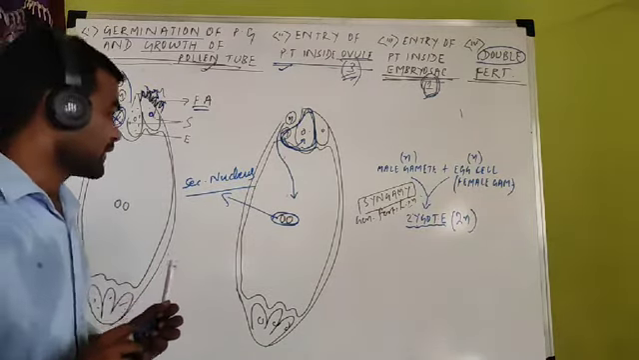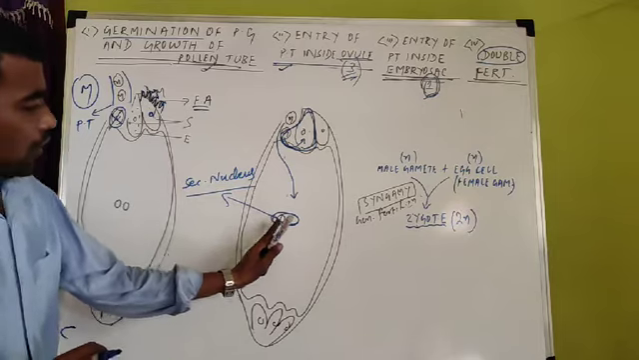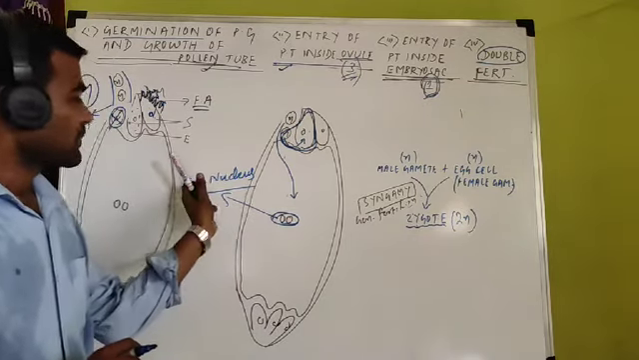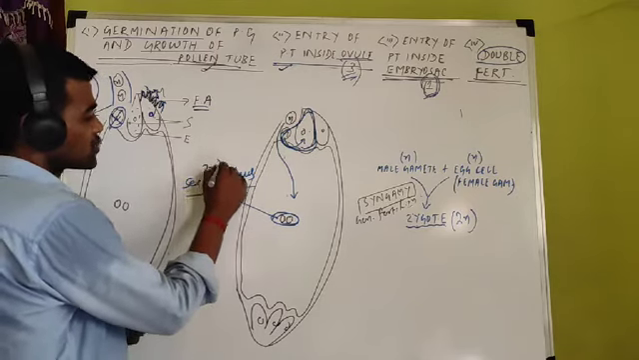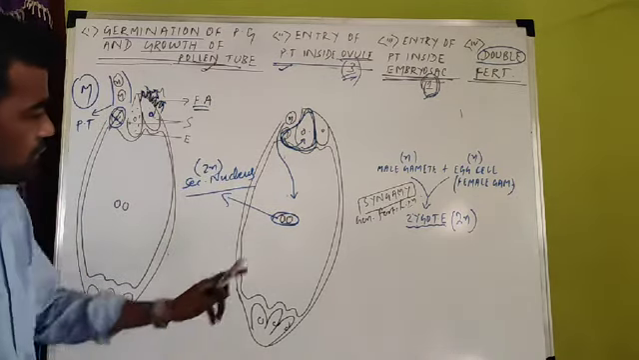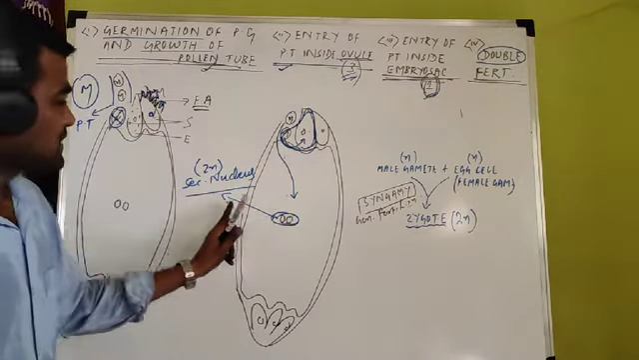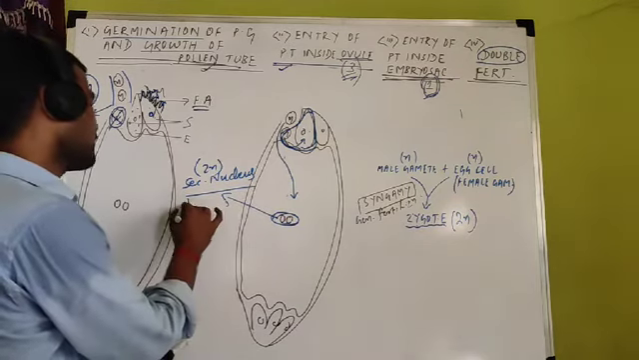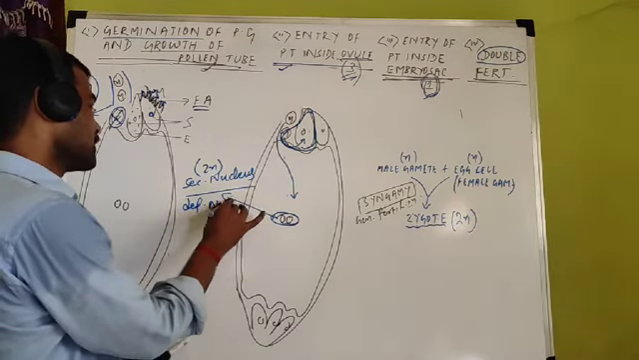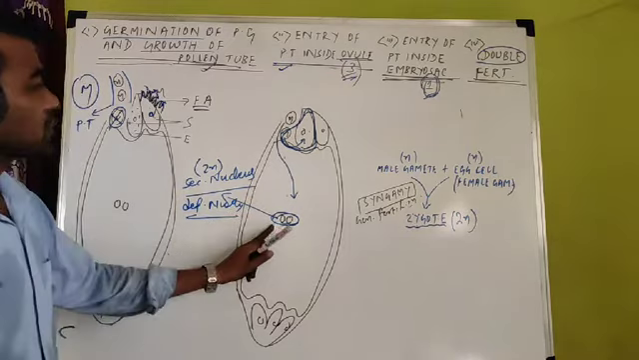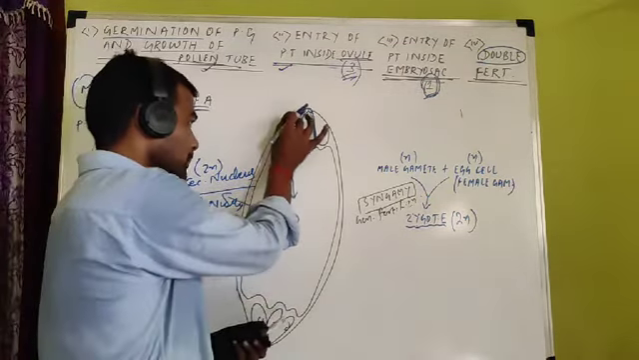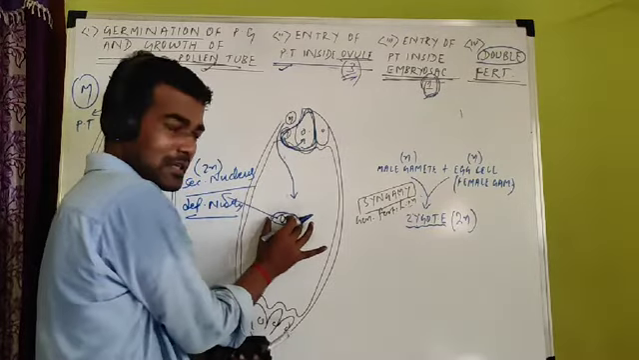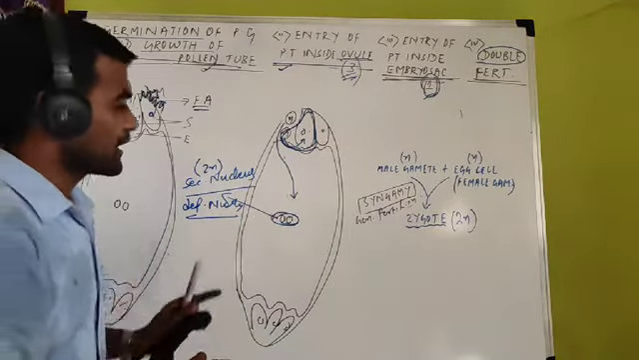You can watch that lecture again. So here two polar nuclei fuse to form a secondary nucleus, and when the two polar nuclei fuse, it forms a 2n structure. Because two polar nuclei are fused, the secondary nucleus is also called the definitive nucleus. The definitive nucleus is formed just before the fertilization, when the male gamete moves towards these two nuclei.